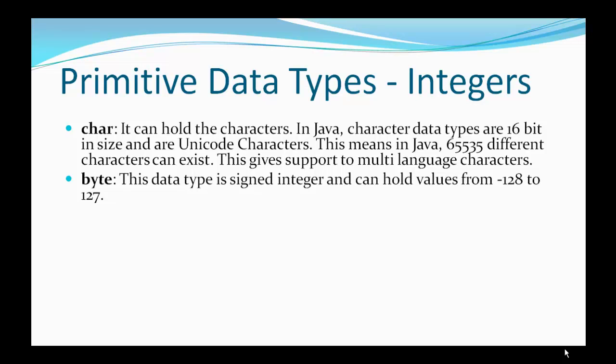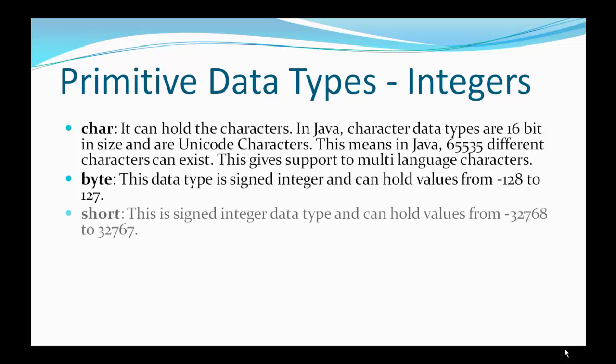Coming to the byte primitive data type, this data type is a signed integer and it can hold values from -128 to 127. Next comes the short primitive data type. This data type is a signed integer and can hold values from -32,768 to 32,767.